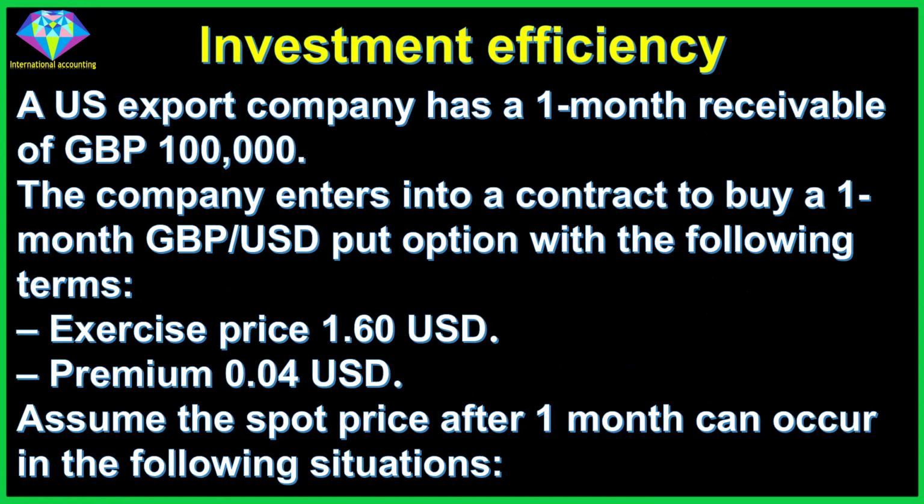Number 3. A U.S. export company has a 1-month receivable of 100,000 British pounds. The company enters into a contract to buy a 1-month GBP over USD put option with the following terms. Exercise price $1.60. Premium 4 United States cents. Assume the spot price after 1 month can occur in the following situations.